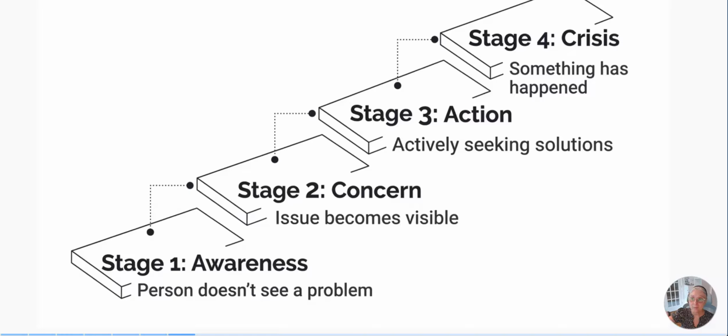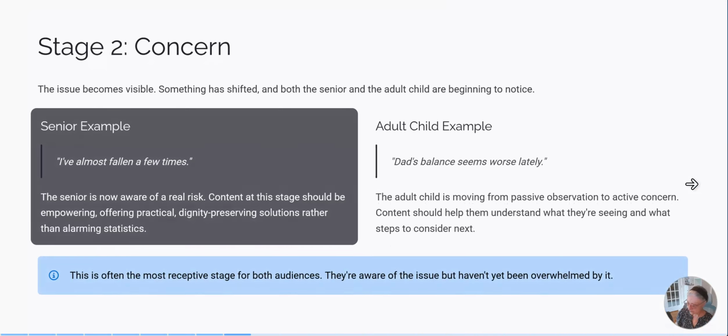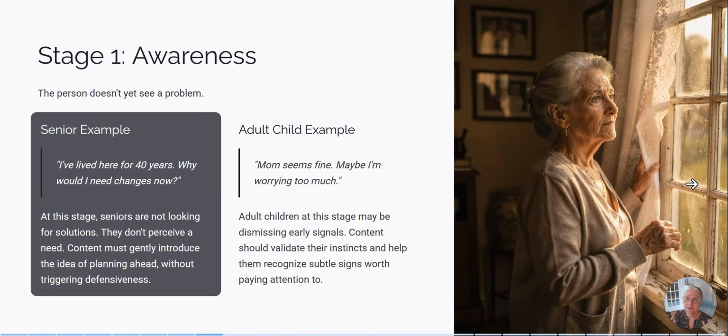That same topic could be written in completely four different ways for four different stages and two different audiences. So you can see how you can get a lot of articles out on the same topic written in different ways.